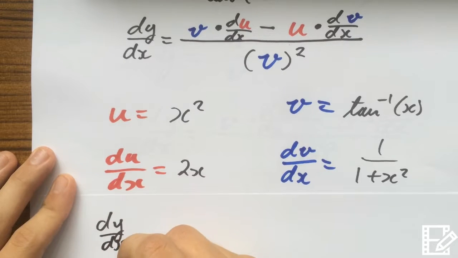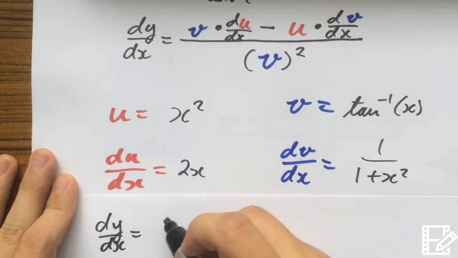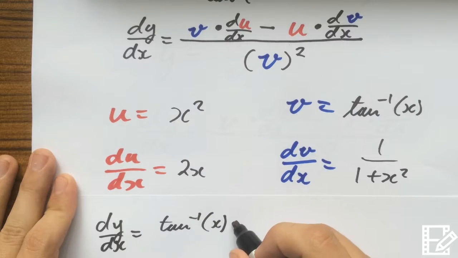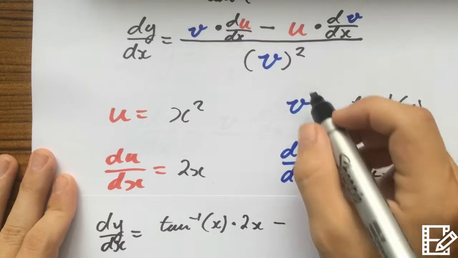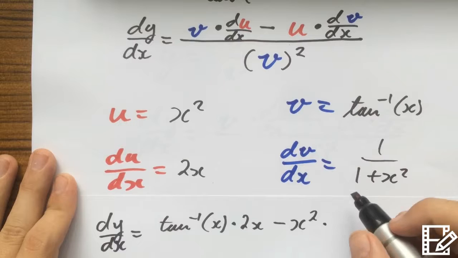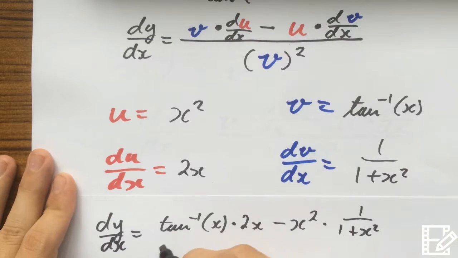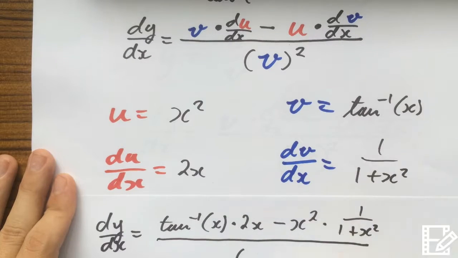So the derivative of y with respect to x equals v, which is the inverse tangent of x, multiplied by the derivative of u, which is 2x, minus u, which is x squared, multiplied by the derivative of v. The derivative of v is 1 over 1 plus x squared, all over v squared, which would be the inverse tangent of x squared.